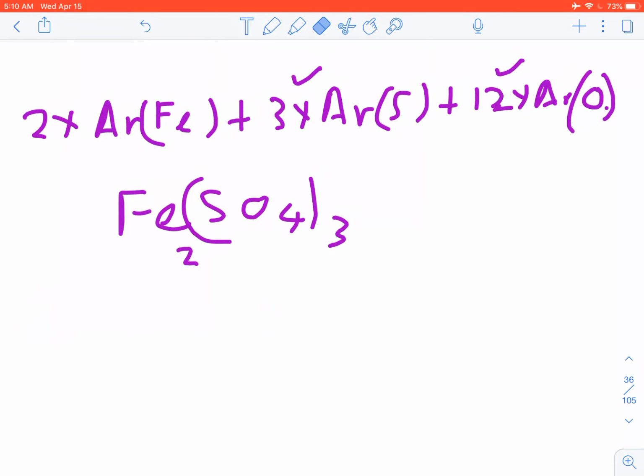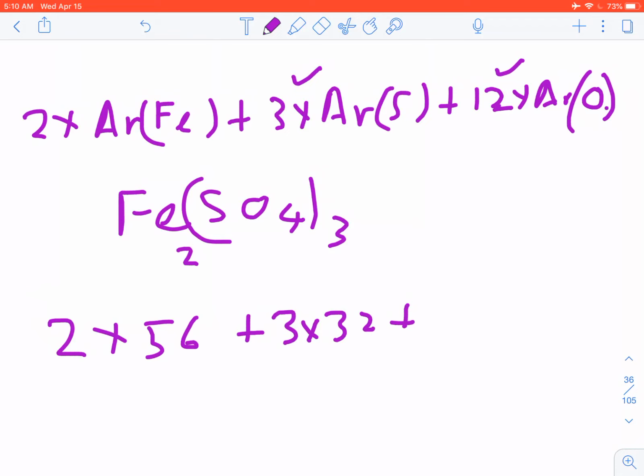So that would be 2 times, and Fe is equal to, the mass is 56, right, plus sulfur is 32, so it's 3 times 32 plus oxygen is 12 times 16, and that in total is equal to 400.